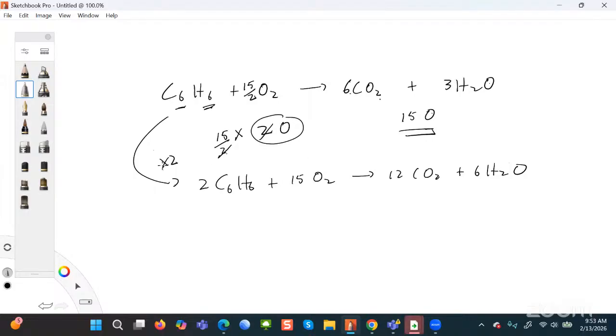And again, I will check to make sure everything is balanced. 12 carbons, 12 carbons, 12 hydrogens, 6 times 2, 12 hydrogens, 15 times 2, 30 oxygens. Here we have 24 plus 6, 30. So that equation is balanced. All right? Okay, any questions about this? Any questions?